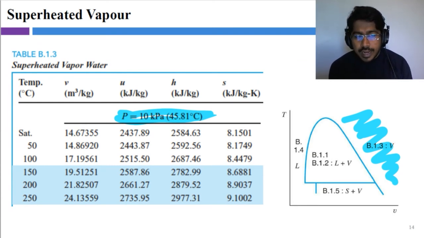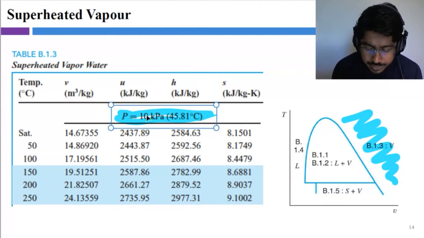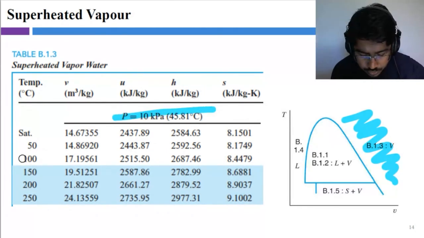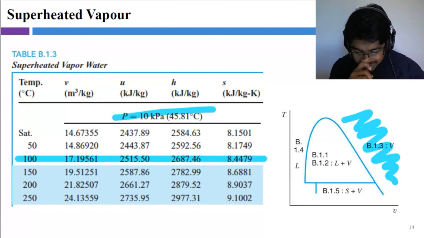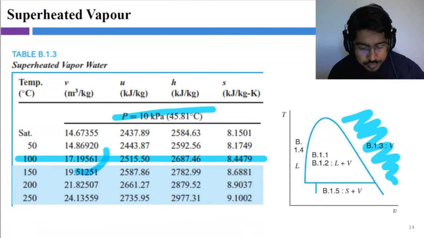So if you were asked to find the specific volume of superheated vapor at 10 kilopascal and 100 Celsius, you browse through the tables until you find 10 kilopascal, which we already have found, right? Then you note down 100 Celsius, and then you pick whatever property you are interested in. Specific volume is what we asked for earlier. So now it's here.